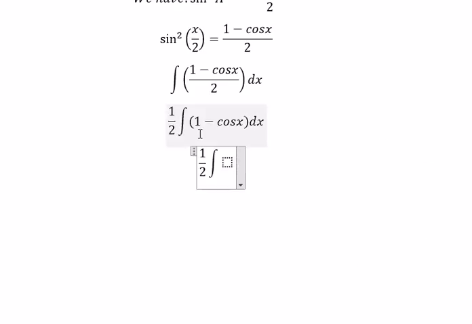The integral of number 1, you got about s. The integral of cosine s, you got about sine s.